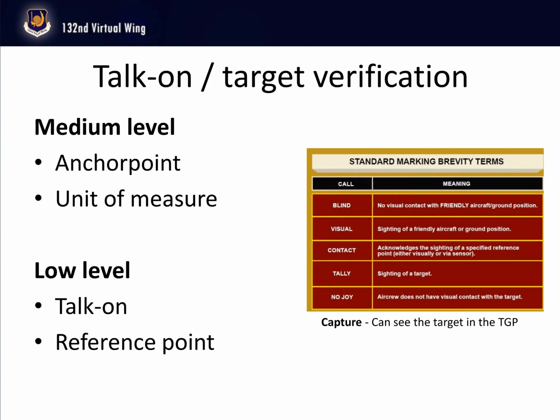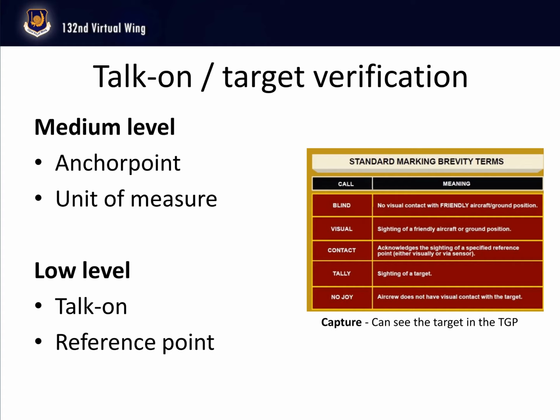Now I look at my maps, the JTAC. I know it's not a friendly, it's got to be a bad guy. And I tell you, okay, aircraft, this is the JTAC, this is your target. And now you say, capture target. Because now it's no longer a contact, it's a capture. Okay?